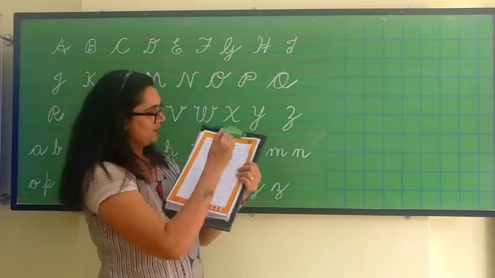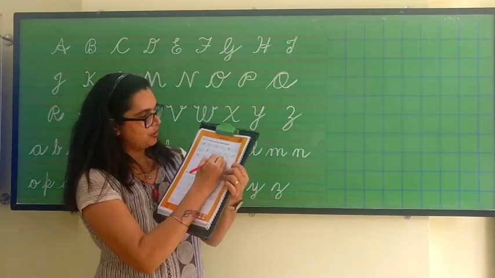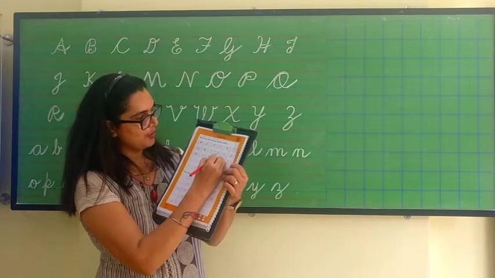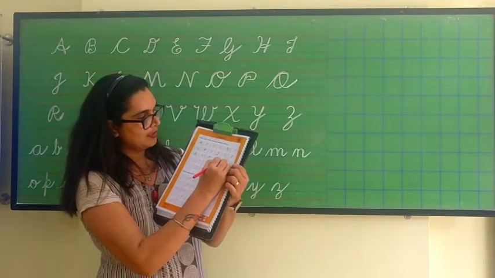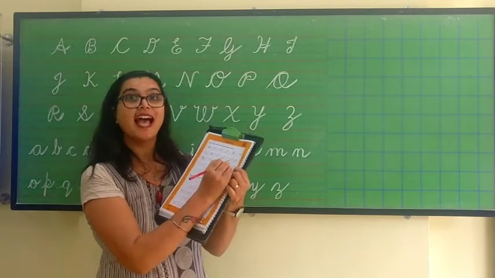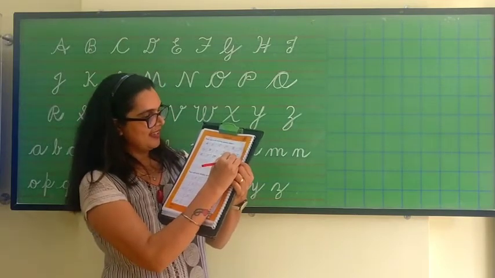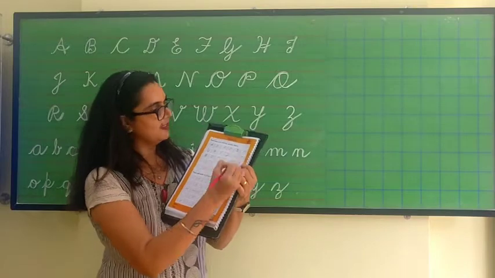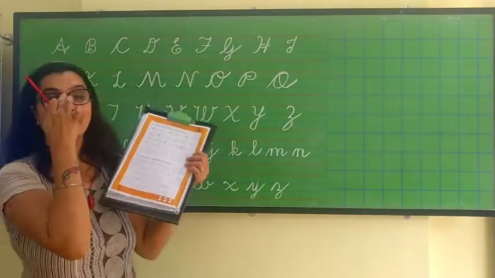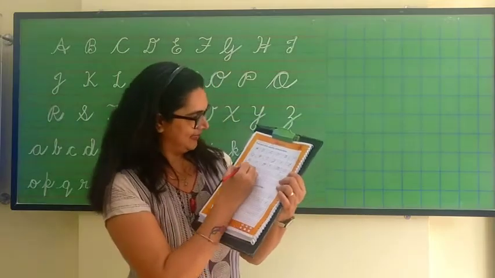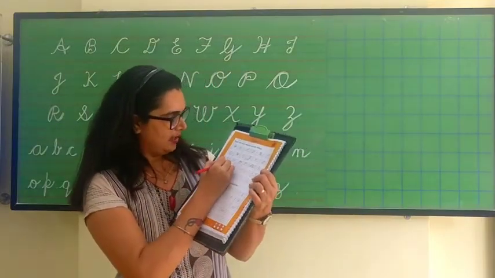P. Write it from here. And now I'm sure children you can write by yourself also. Q. You know how are the tails and curves of the letters. R. And there is letter R. Let's see. Here is letter R. Yes. And then comes S. After R, S.